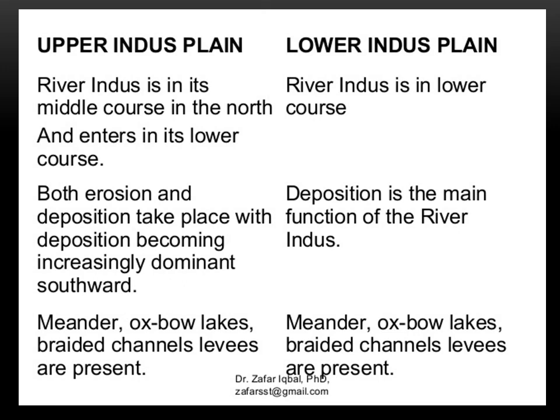Then in the upper Indus plain, both erosion and deposition take place, with deposition becoming increasingly dominant southwards. Just because the river is flowing from north to south, the deposition is increasing southwards. So they are bringing some of the alluvium, silts, and sand. Many things they erode from the mountains and they bring and deposit in the southern area.